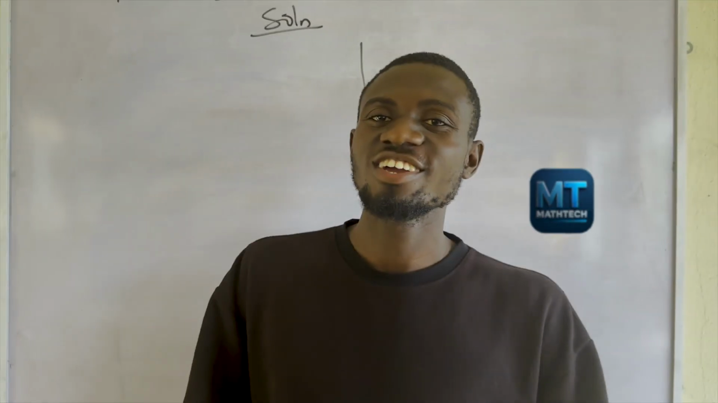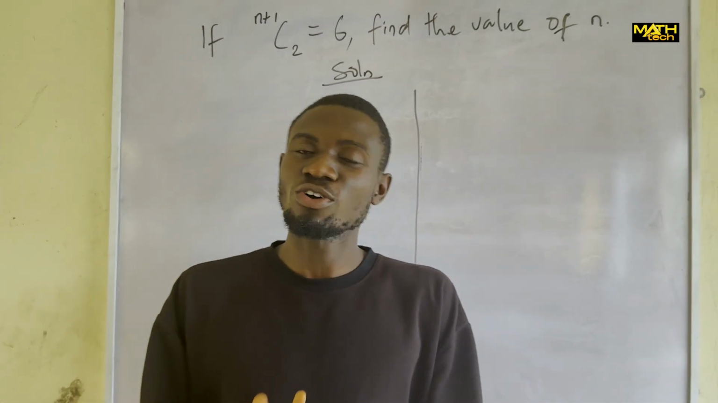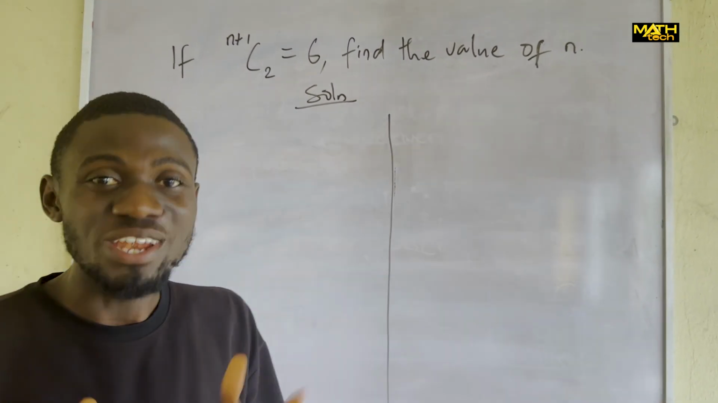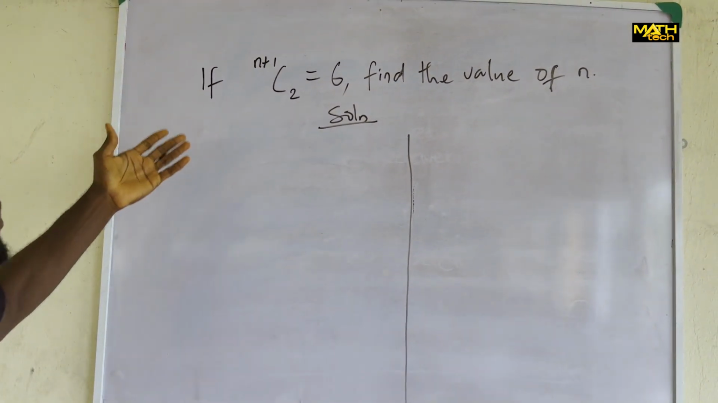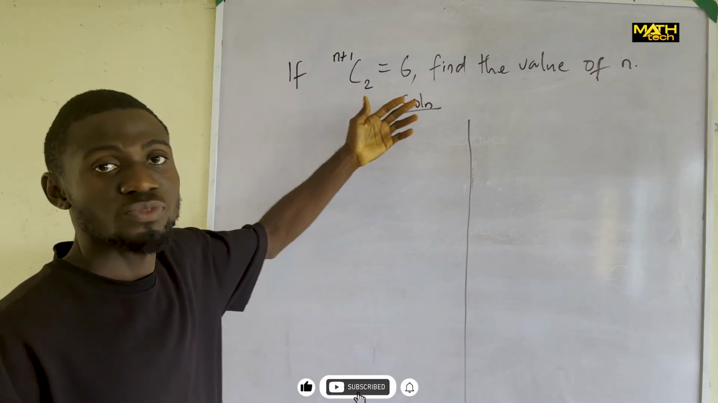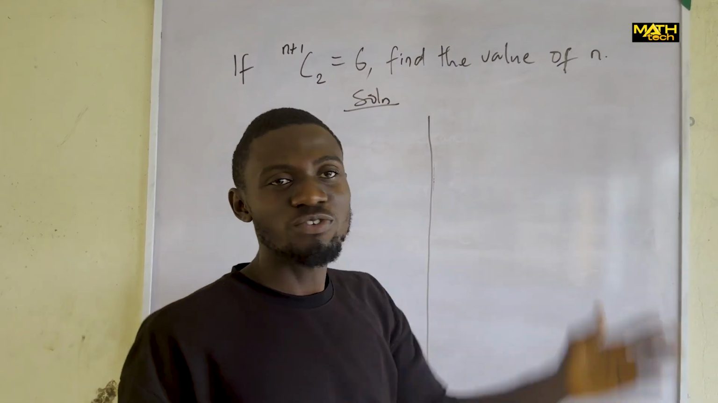Guys, welcome to Matek once again, and today we'll be solving a simple question under permutation and combination. It's not that simple, but we'll learn it in a simpler way. So let's go here. Now we are saying if n plus 1 combination 2 is equal to 6, we are asked to find the value of n.